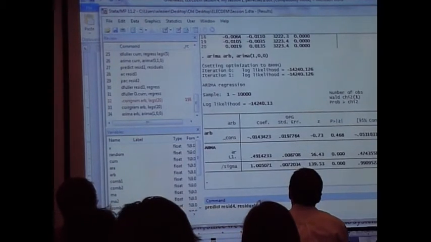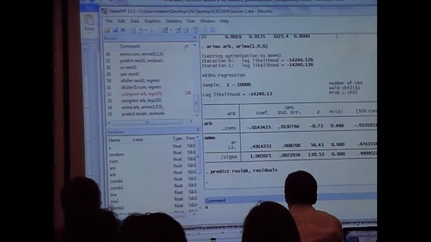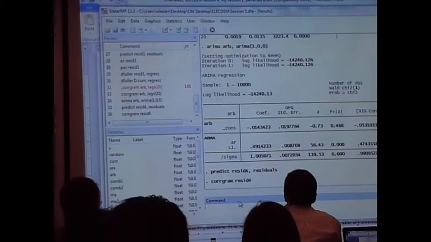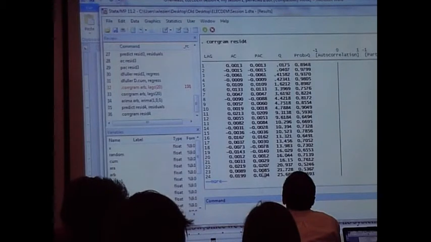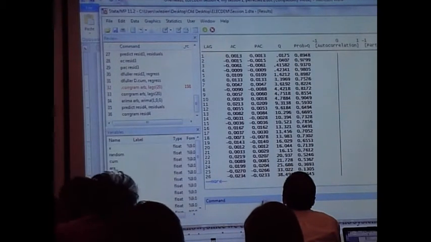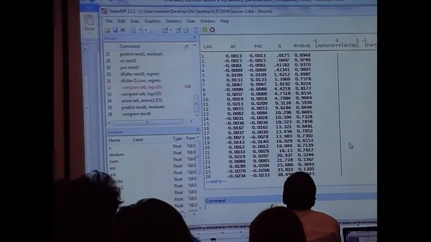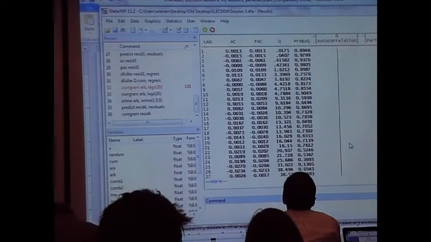All right, so what should we have left? Stationary residuals, right? Corrgram. What do we find? No autocorrelation, right? No partial autocorrelation. The Q statistics are all very, very high. So we don't reject the null, nothing like that.